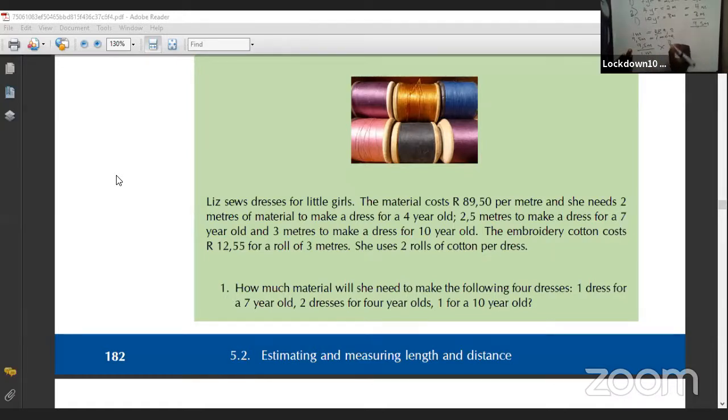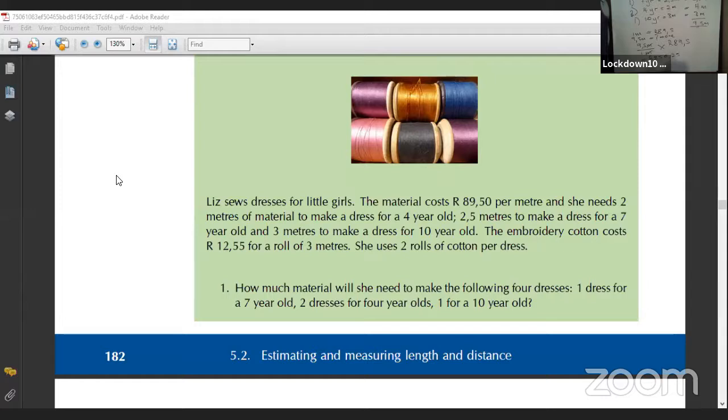Multiplied by 89.5. This cancels with this one. We are left with 9.5 multiplied by 89.5. This is the cost of material. 9.5 multiplied by 89.5, from that I will get 850.25 rand. This is the cost of the material.